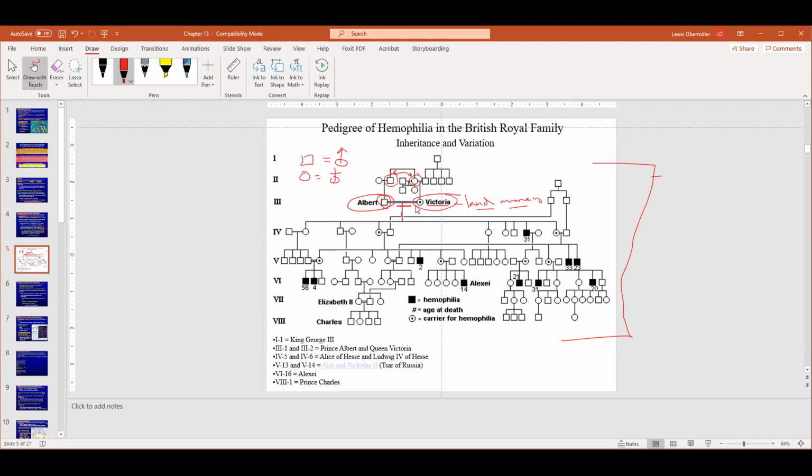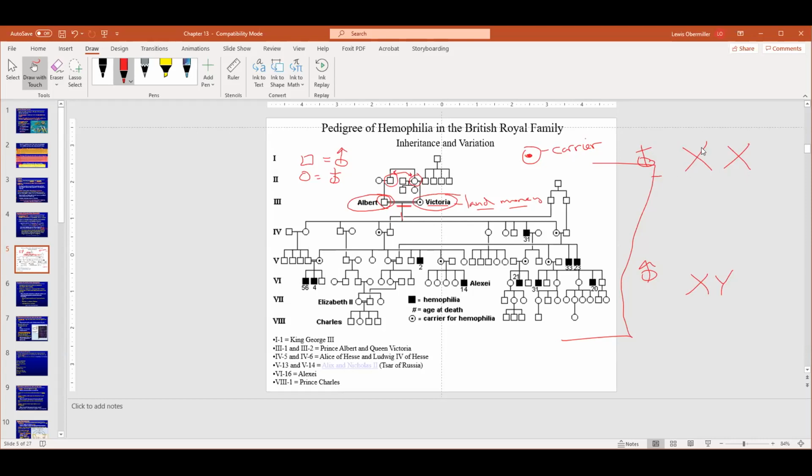So Victoria had a mutation. That's what this dot means. So this means that you're a carrier. And a carrier means on a genetic level, so we know Victoria is a female, so she would have 2 X chromosomes. Make sense? And Albert would be X and Y. This is a male. This is a female.